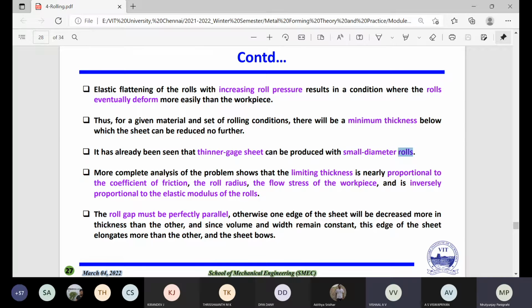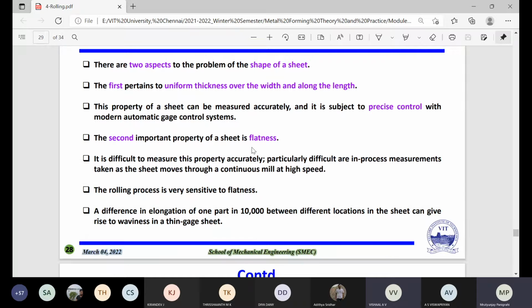Yes, sir. Okay. There are two aspects to the problem of the shape of the sheet. The first pertains to uniform thickness over the width and along the length. That is how we derived initially the draft and then the reduction. So one is uniform thickness: you have to make it uniform every time, over the width and across the length. This property of the sheet can be measured accurately and is subject to precise control. So you have to think about precise control.